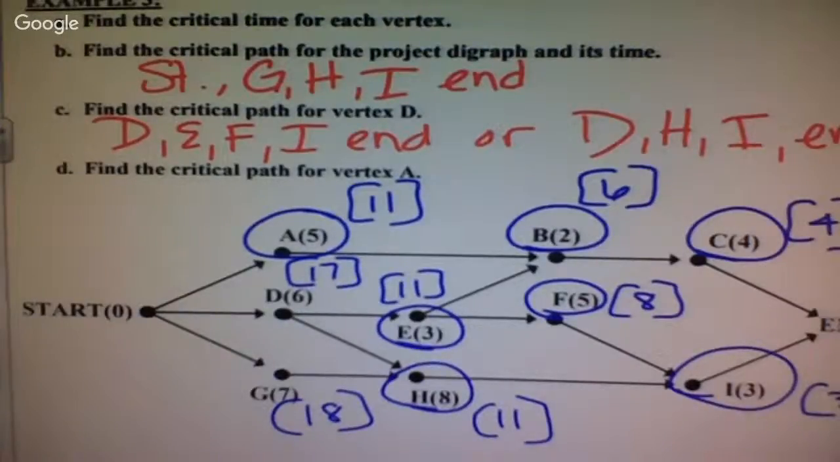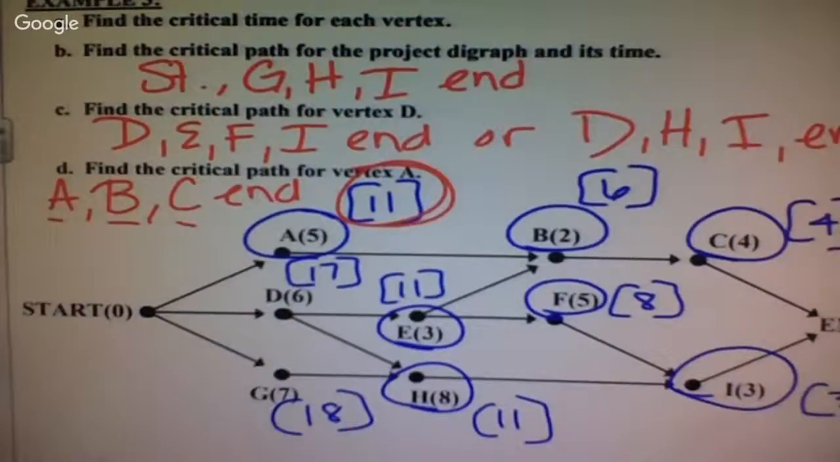Find the critical path starting at A. So I want to end with 11 when I start at A. Okay, so that's 5 plus 2 is 7 when I go to B, plus another 4 is 11. That takes me to C, and I end. Okay, so when I start the critical path, when I add up all these numbers, I want it to equal that critical number. Okay, that's my goal when I list the critical path.